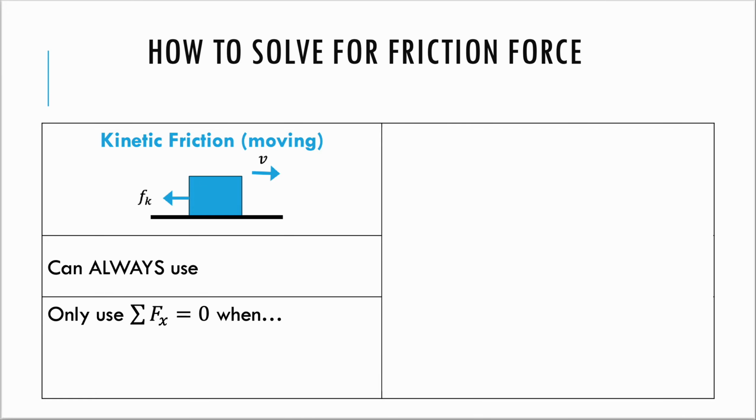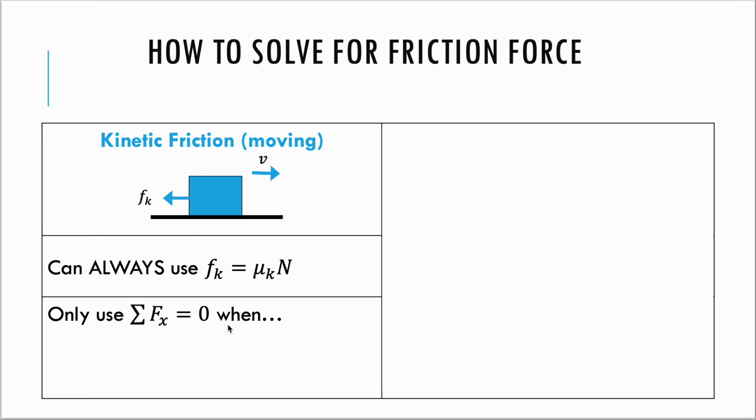Finally, how do we solve for friction force? We have kinetic friction when an object is moving. Let's say an object is moving to the right, there's going to be that kinetic friction to the left opposing that motion. When solving for kinetic friction force, we can always use the equation F sub k equals mu k times n, where mu k is the coefficient of kinetic friction and n is the normal force.